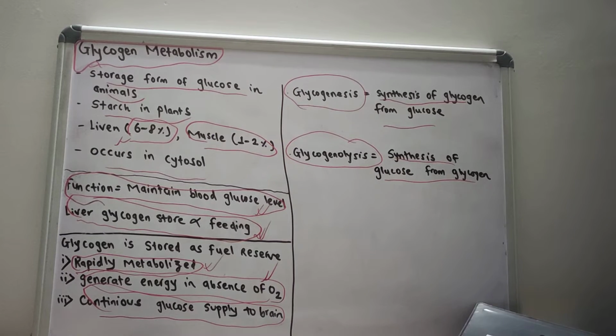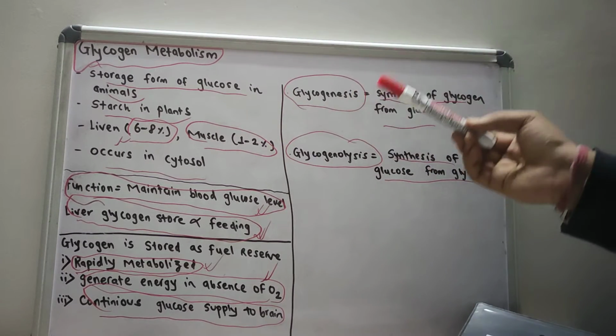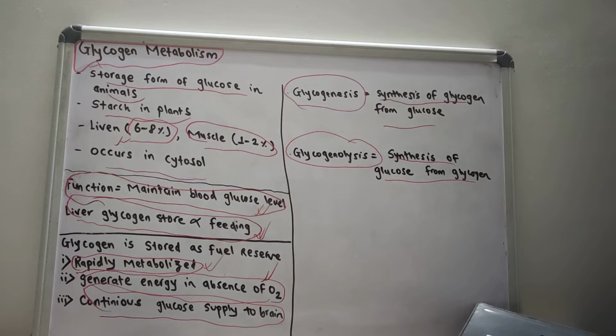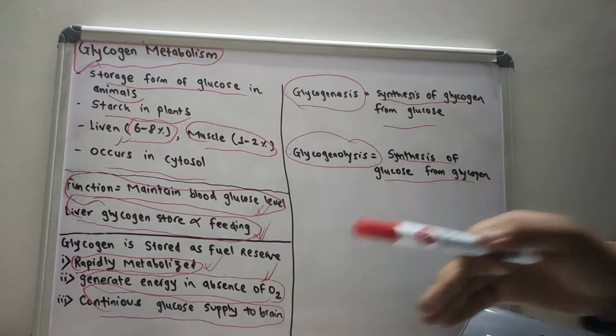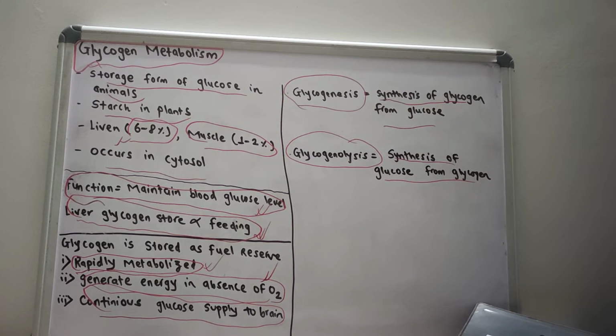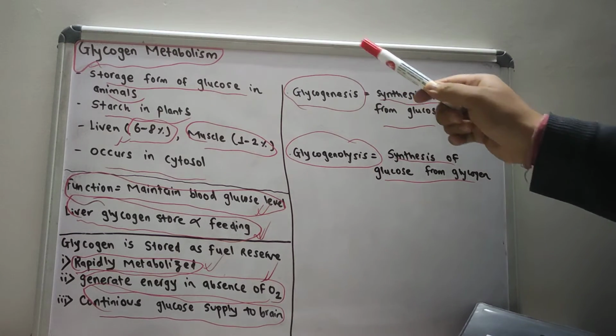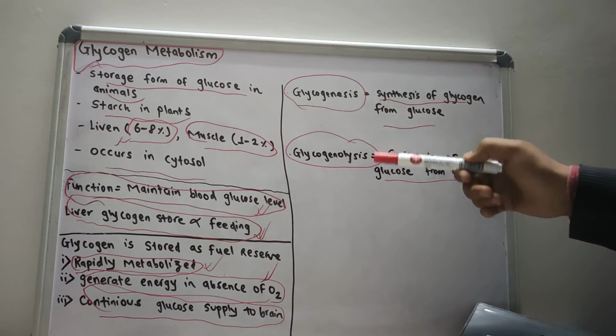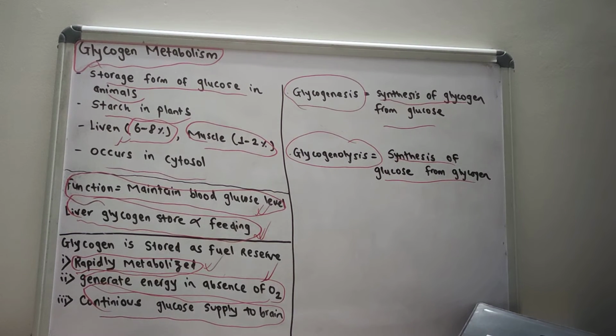In the further videos, I will discuss glycogenesis and glycogenolysis in detail. I will also discuss the various glycogen storage disorders that you should know: type 1, type 2, type 3, type 4, and other types of glycogen storage disorder. In this video we talked about a brief introduction to glycogen and why glycogen is stored as the fuel reserve. I hope you understood this lecture, glycogen metabolism and introduction. Thank you.